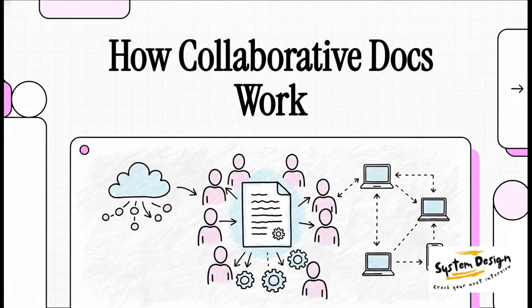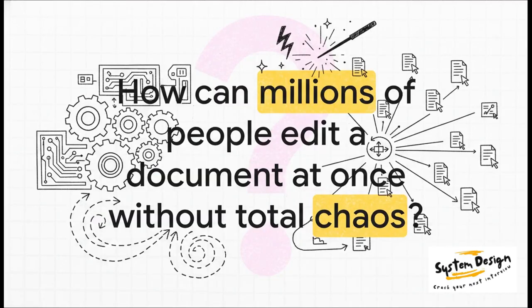Today we're going to pull back the curtain on a piece of tech that millions of us use every single day, but we probably never really think about how it works. I'm talking about the collaborative document. I mean, think about that for a second. Millions of people, one document, all at once. How is that not just complete and utter chaos? It really does feel like magic, doesn't it? Well, it turns out it's not magic at all. It's just an absolutely brilliant piece of system design. So, let's get into it.